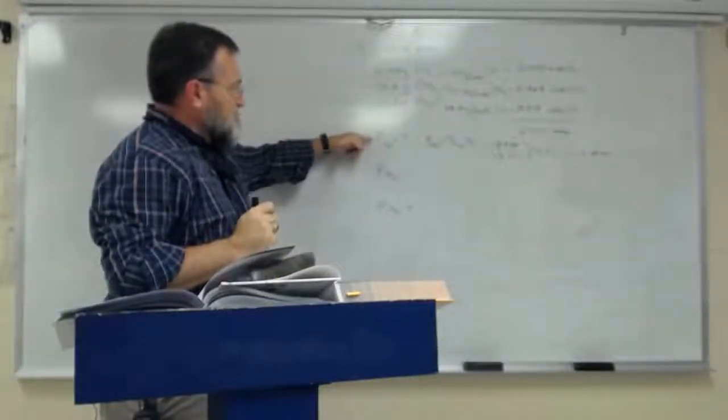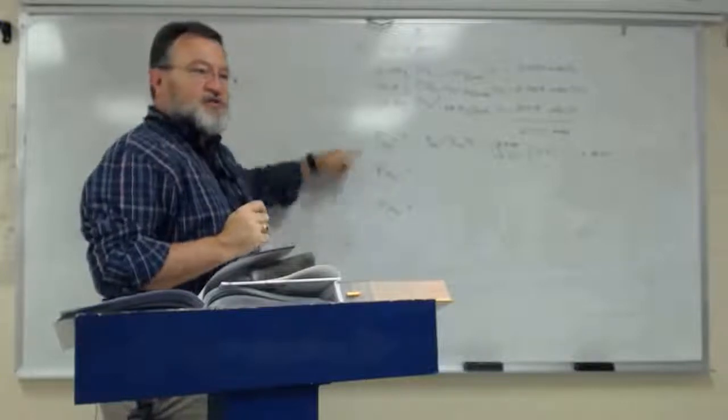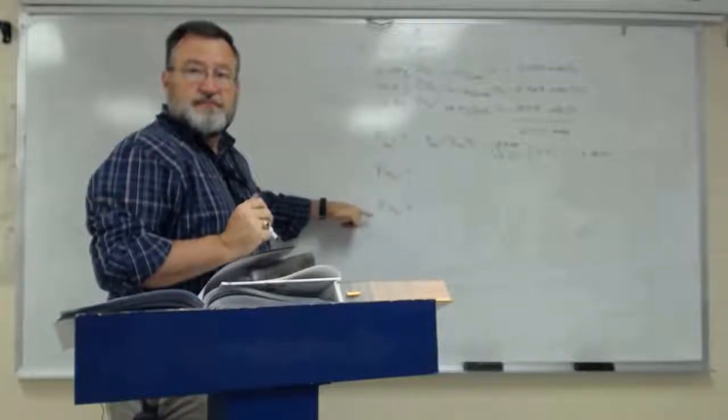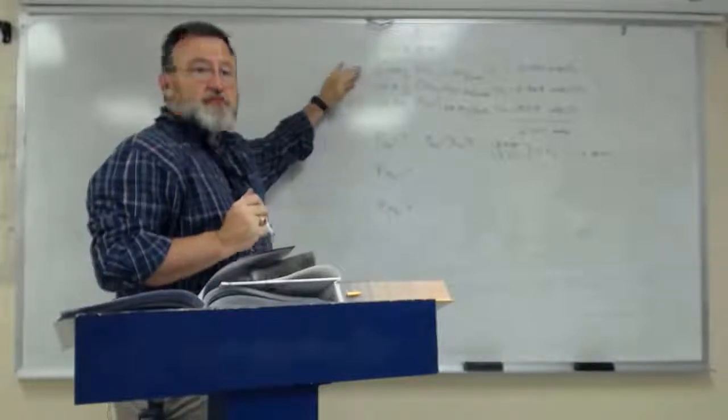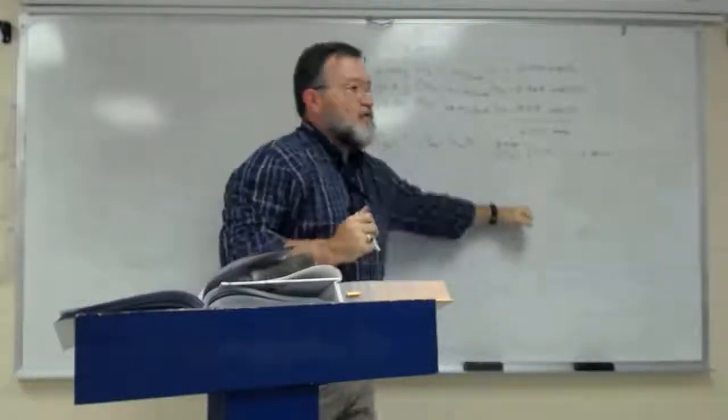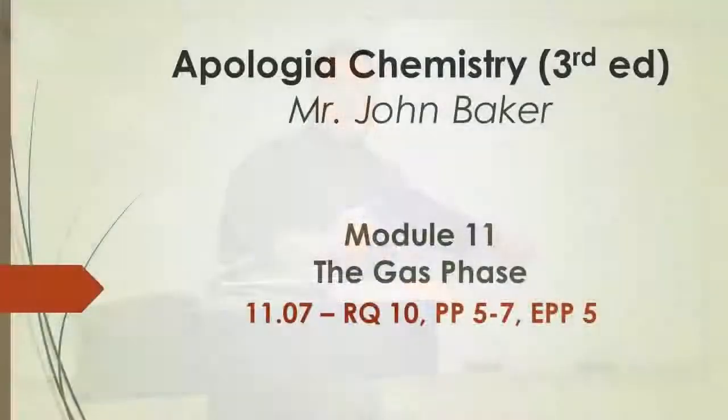When I compute the pressure for each one of these gases, what must the total equal? The total must equal 15. You know that's going to happen when the mole fractions of all three add up to be 1. Because when they add up to be 1, 1 times 15 is 15.